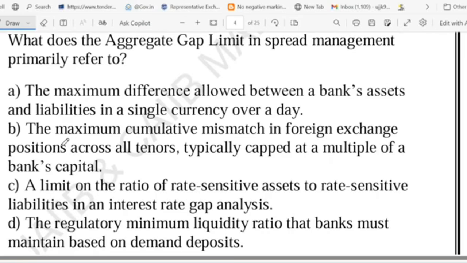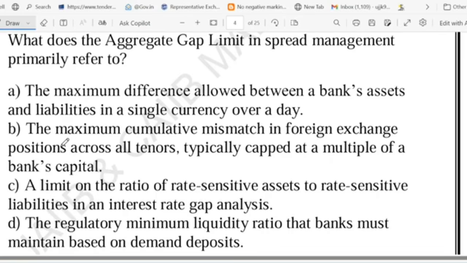Option B, the maximum cumulative mismatch in foreign currency position across all tenor, typically capped at a multiple of bank capital. Option C, a limit on the ratio of rate sensitive asset to rate sensitive liability in an interest rate gap analysis. Option D, the regulatory minimum liquidity ratio that bank must maintain based on demand deposit.